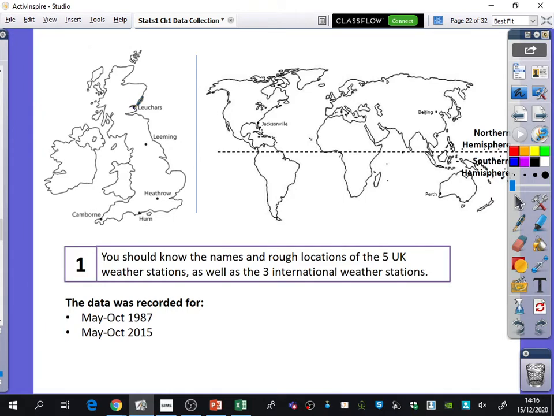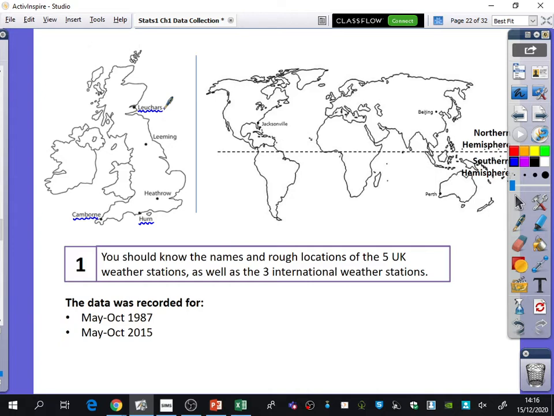There are some interesting things to notice, and you should probably add this to your diagram. Camborne, I would underline it, maybe in this kind of way. Camborne is on the coast. So there it is, some little wiggly lines there to say it's on the coast. Hurn is also on the coast, and Lerwick is also on the coast.